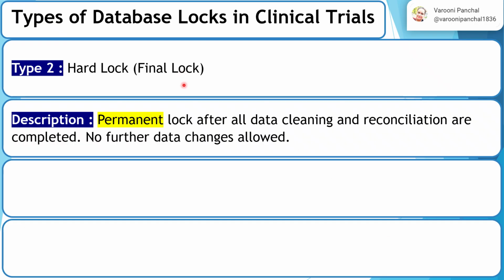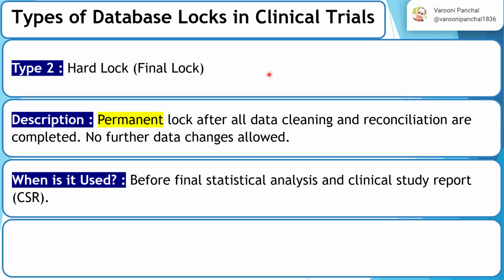Say for example, before conducting this final lock or the hard lock, whatever queries are raised to the sites, all the queries need to be resolved, and everything has to be reconciled, reporting adverse events and asking any questions related to any kind of data issues or laboratory vendor issues. So all those changes have been cleaned, reconciled, and there are no further changes that need to be done. So this is the hard lock, which is the final lock, right?